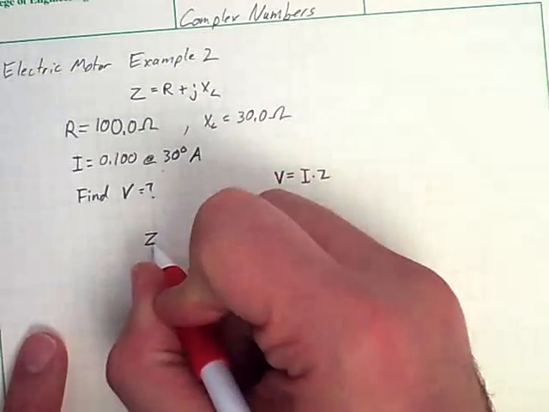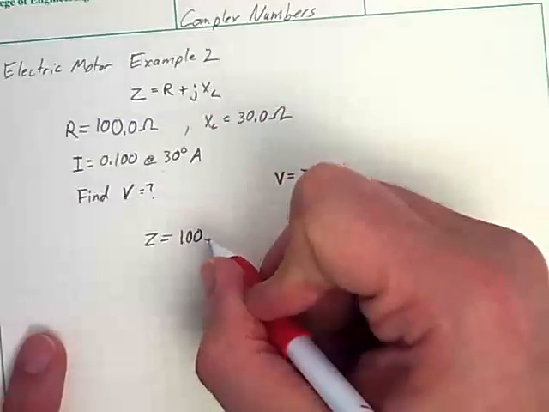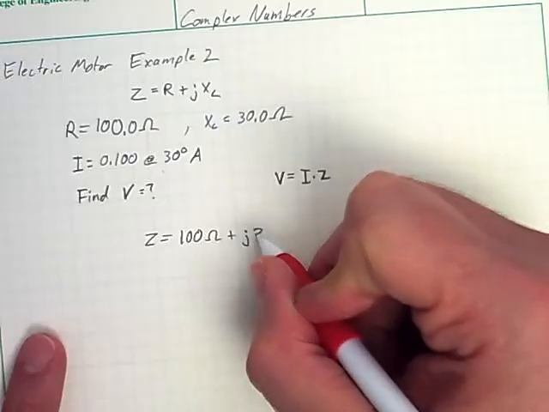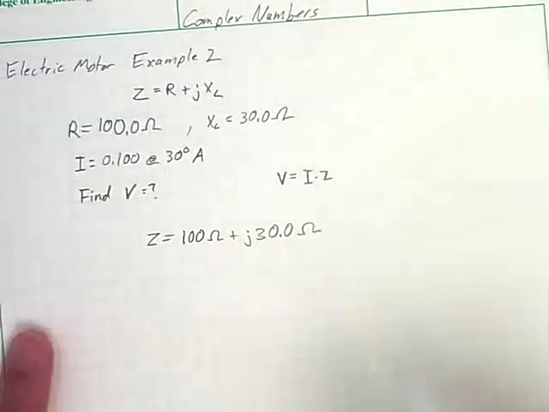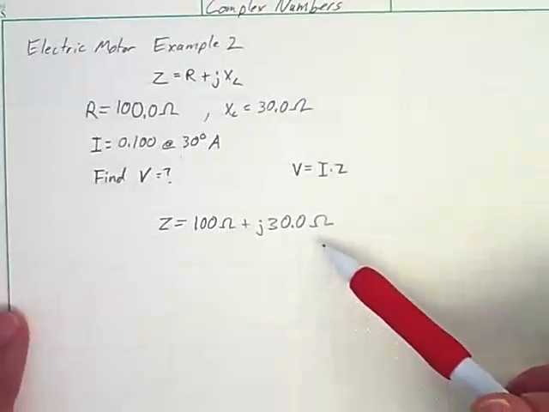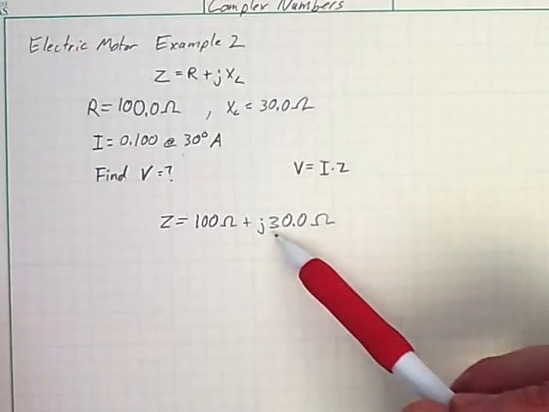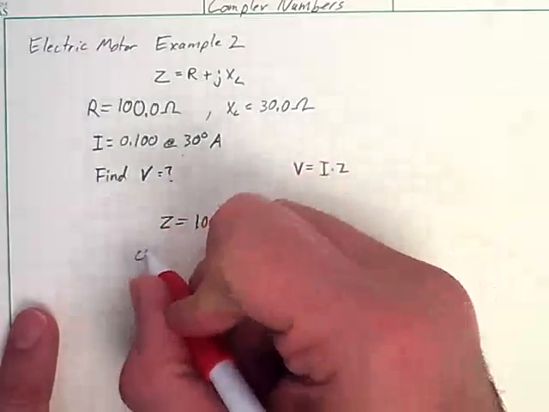Z is equal to the real part, which is 100 ohms, plus j times 30 ohms. Now again, the difficulty with that is this is in rectangular form, so it's not really good for multiplying and dividing. So what we need to do is change to polar form.